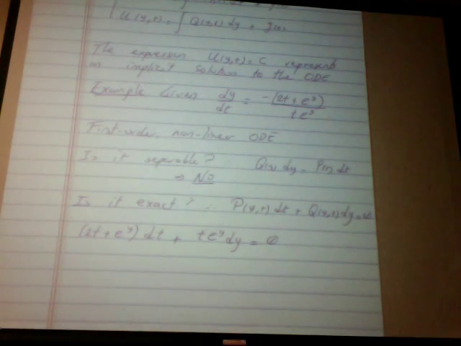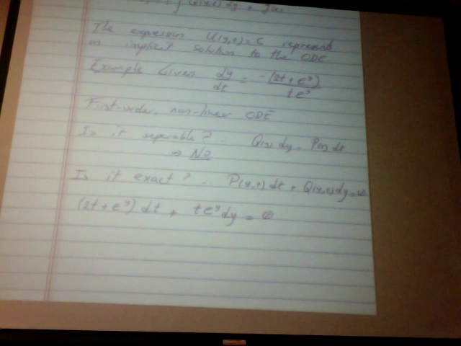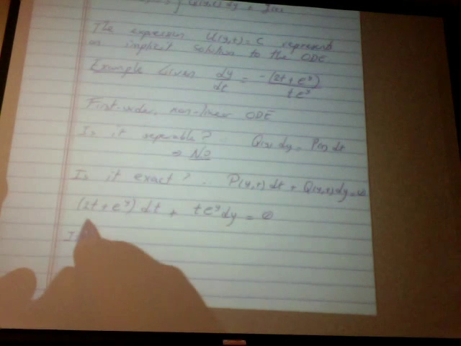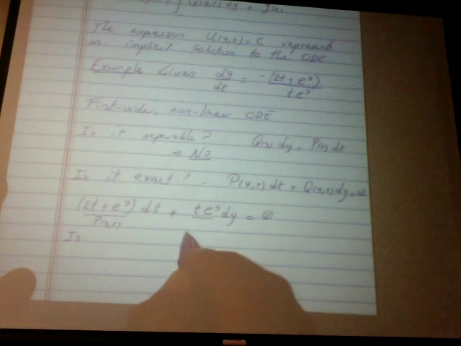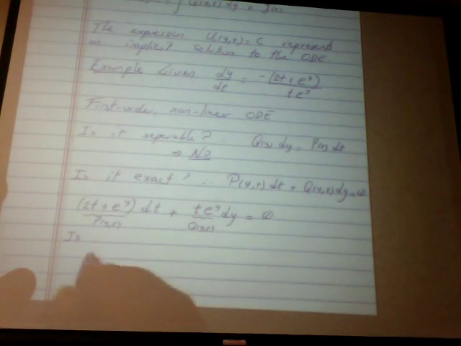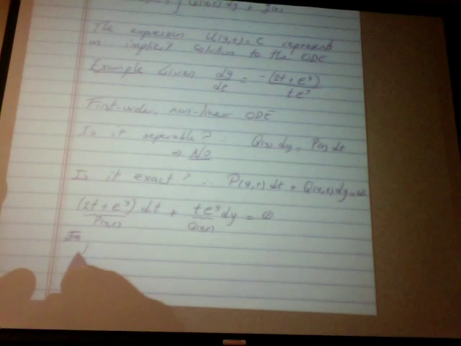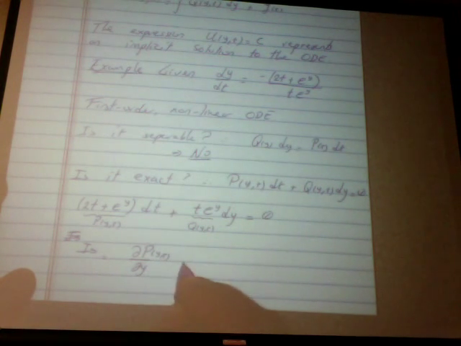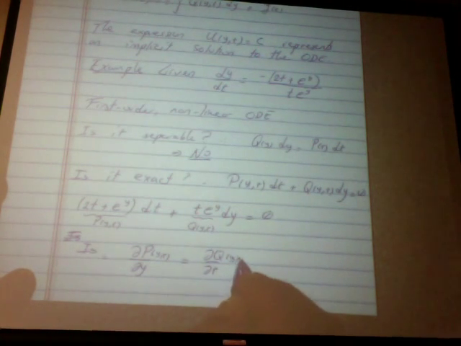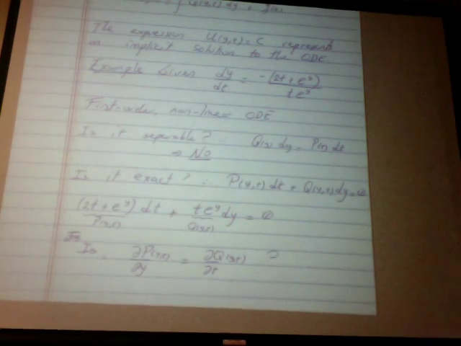Now let's check. Again, this is p of y and t, and this is q of y and t. So is dp dy equal to dq dt? That would make it exact. So let's see.